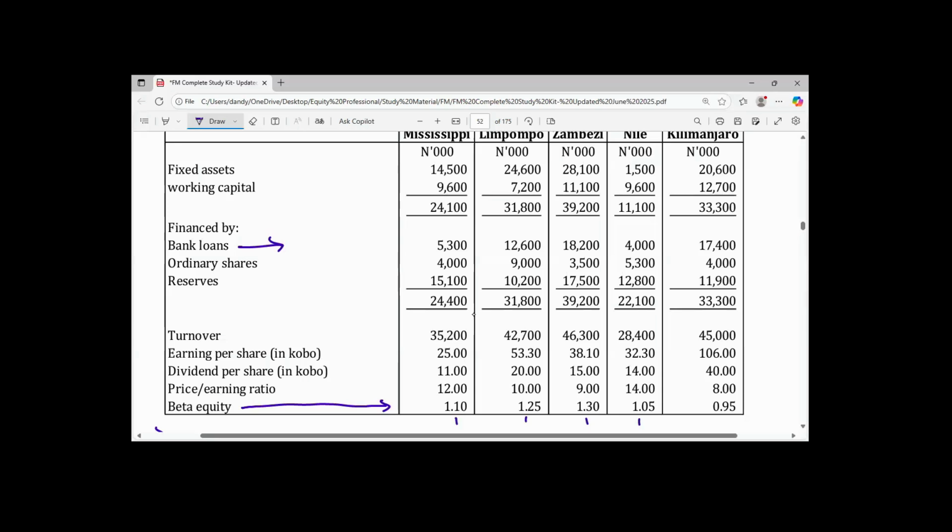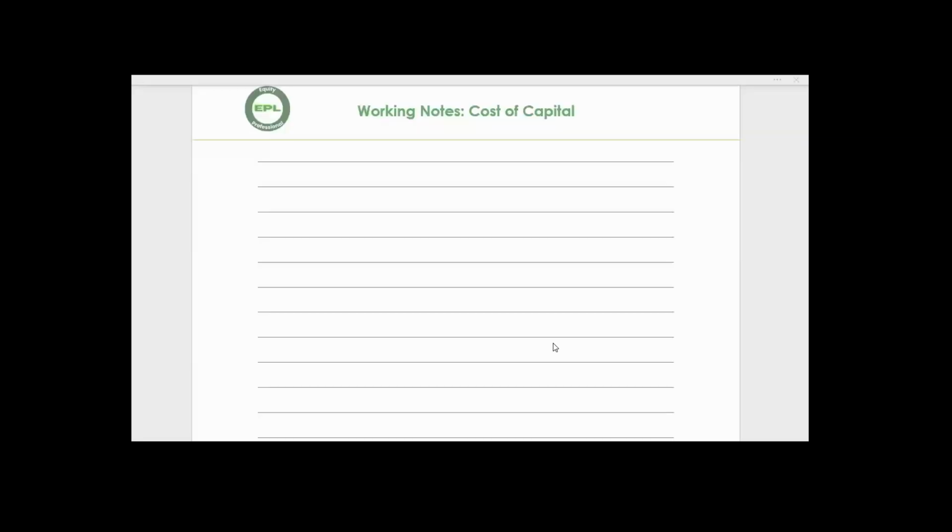After we have calculated the ungeared beta, we then regear. Then you calculate cost of equity. Then finally, you calculate project-specific WACC. So without wasting more time, we have identified from this question that Kilimanjaro is diversifying into production of freezers. If that is the case, we want to calculate project-specific cost of capital. Therefore, I will stop sharing this and move to the working notes. Okay, solution.